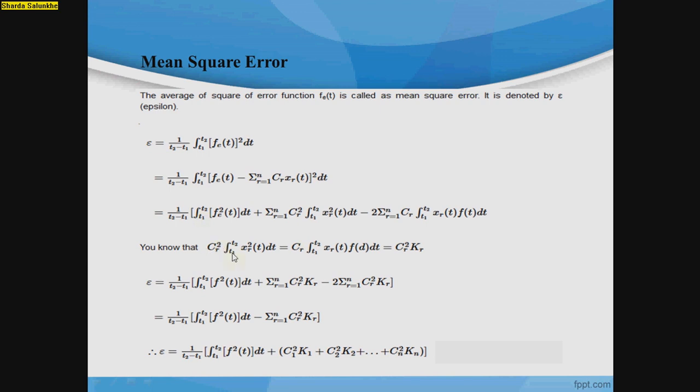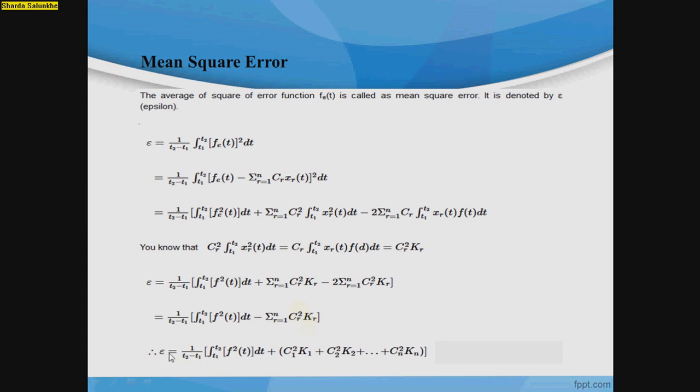cr, that is epsilon second kr. So the mean square error is equal to 1 by t2 minus t1 integration over the period t1 to t2 f square of t dt plus summation r is equal to 1 to n cr square kr minus 2 summation r is equal to 1 to n cr square kr. So that is equal to 1 by t2 minus t1 integration over the period t1 to t2 f square of t dt minus summation r is equal to 1 to n cr square kr.